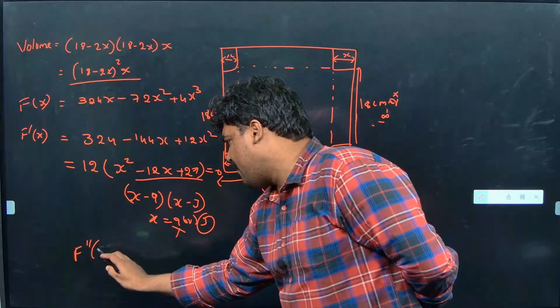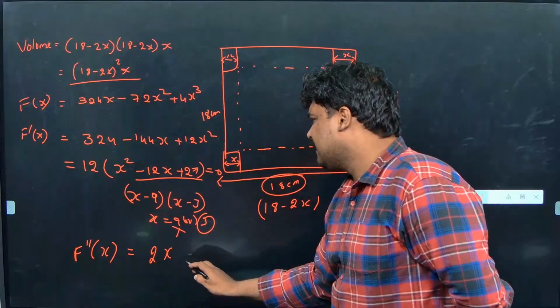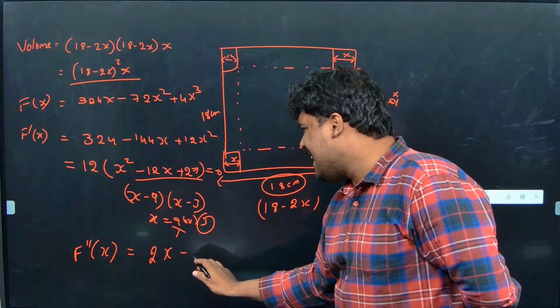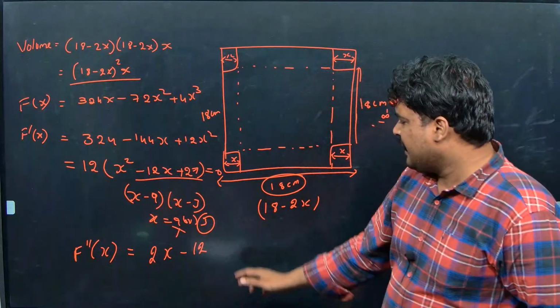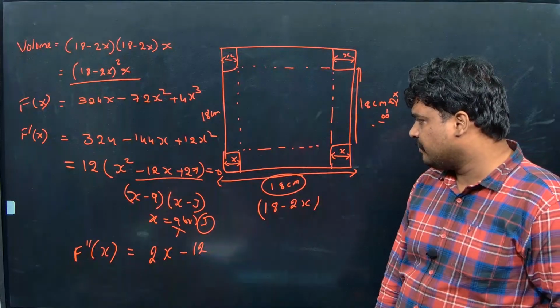9 is impossible. So to do that, I will differentiate this second time. F double dash of x will be equal to 2x minus 12. If I put 3 there, what I am getting?